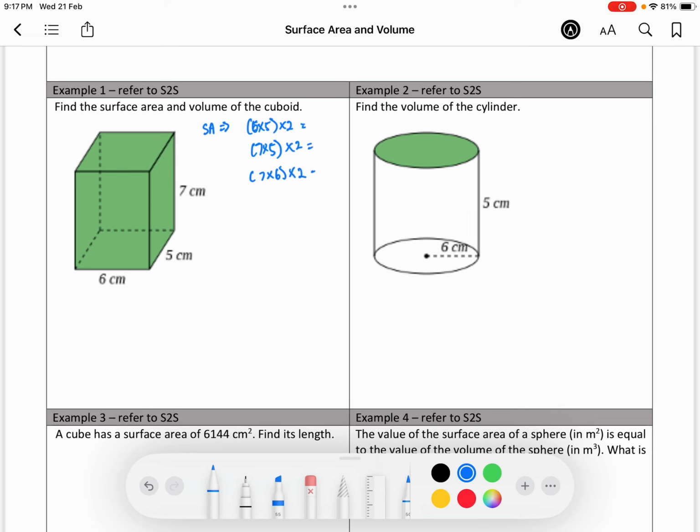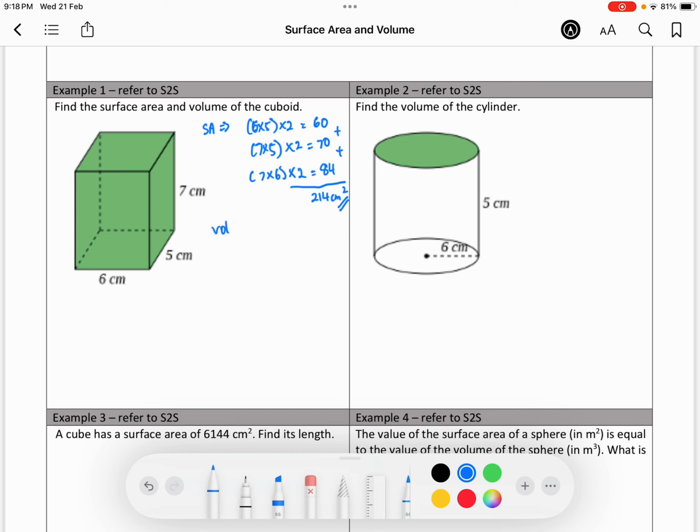So simplify each. 6 times 5 is 30, 30 times 2 is 60, 7 times 5 is 35, times 2 is 70, 7 times 6 is 42, times 2 is 84, and then add this up to get the total surface area of the cuboid. 60 plus 70 is 130, 130 plus 84 is 214 centimeter square. So that's the surface area.